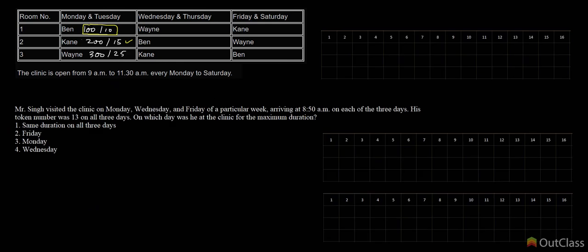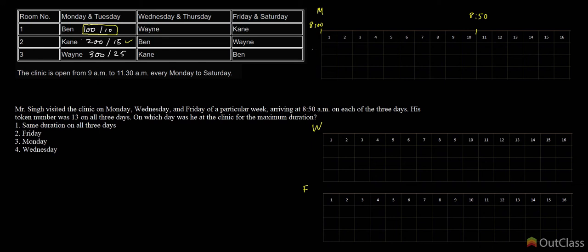To solve the third question, I'm taking a table because it makes it very easy to visualize what happens. And we are going to look separately at Monday, Wednesday and Friday. Now Singh turns up at 8:50, so I'm taking 5-minute blocks. So starting at 8 o'clock, which means that at the end of the 10th block is my 8:50, and Singh turns up at 8:50 on every day, and he is token number 13 on every day. So let's see what happens before that.